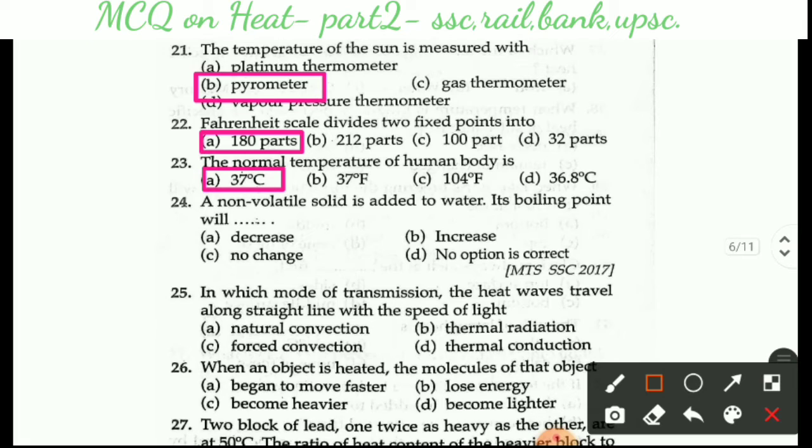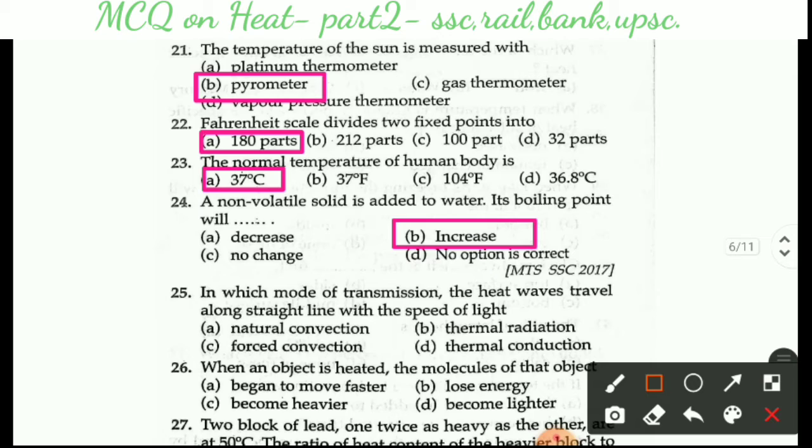Next question number 24. A non-volatile solid is added to water. Its boiling point will A decrease, B increase, C no change, D no option is correct. When we add a few non-volatile solids or any impurity into the water, its boiling point always increases. So question number 24 right answer is option B, increases.